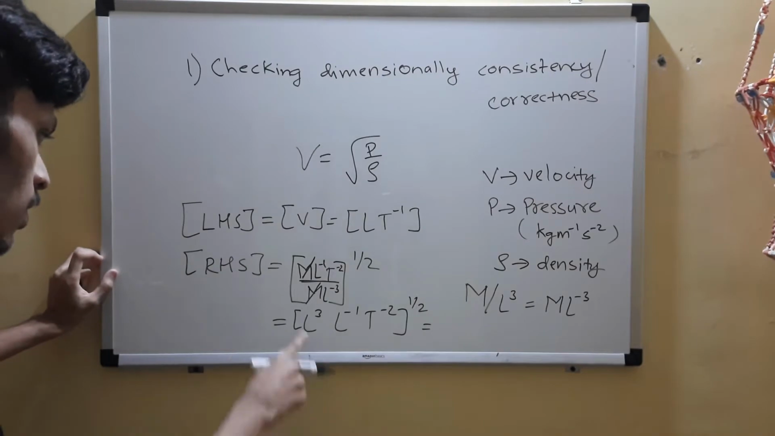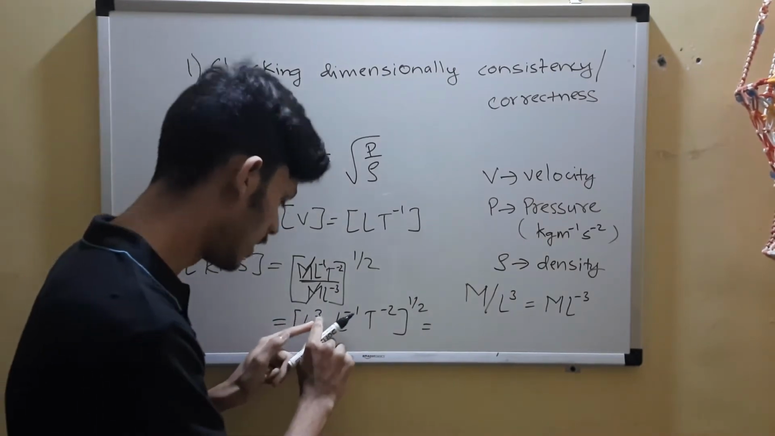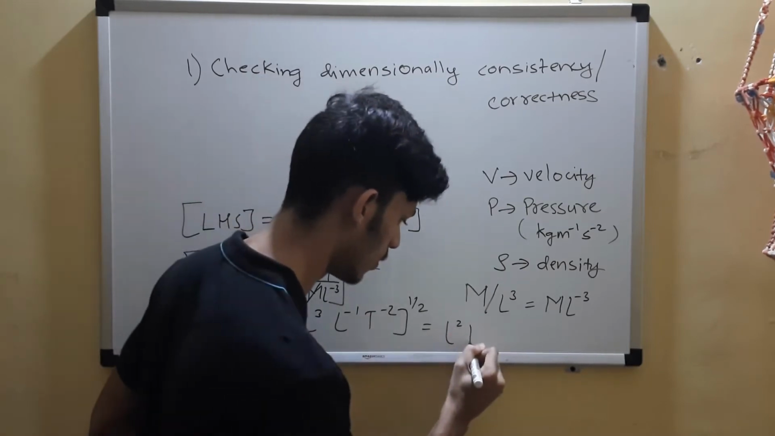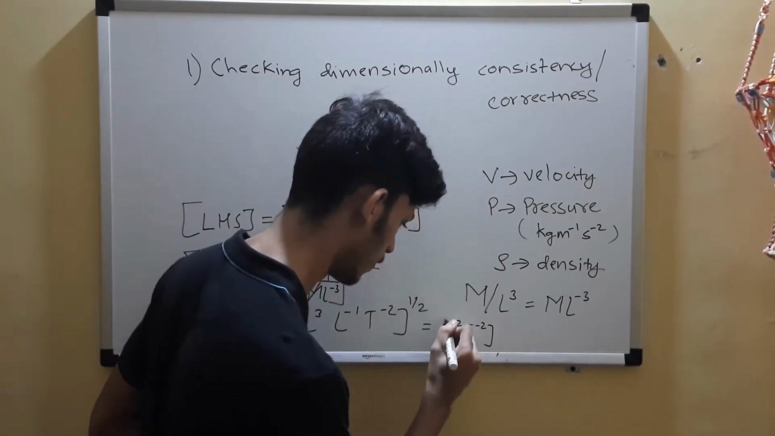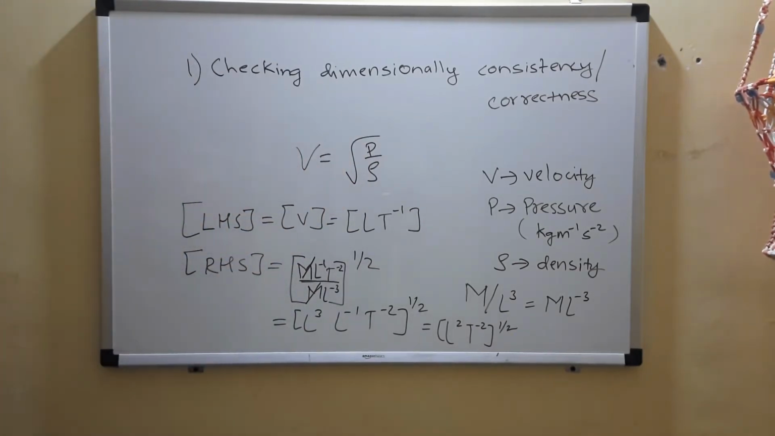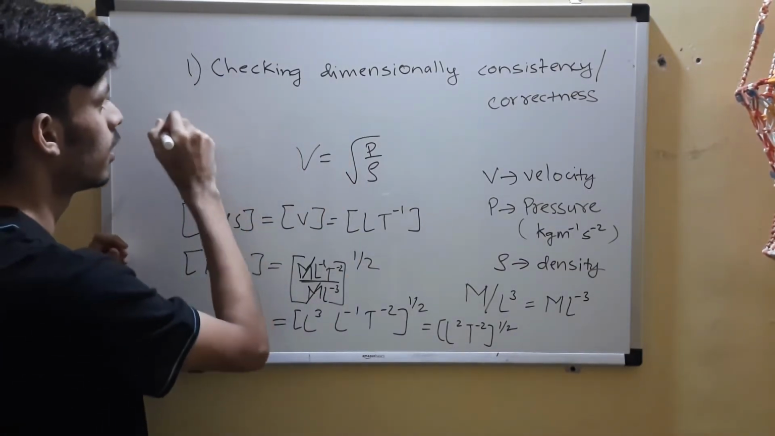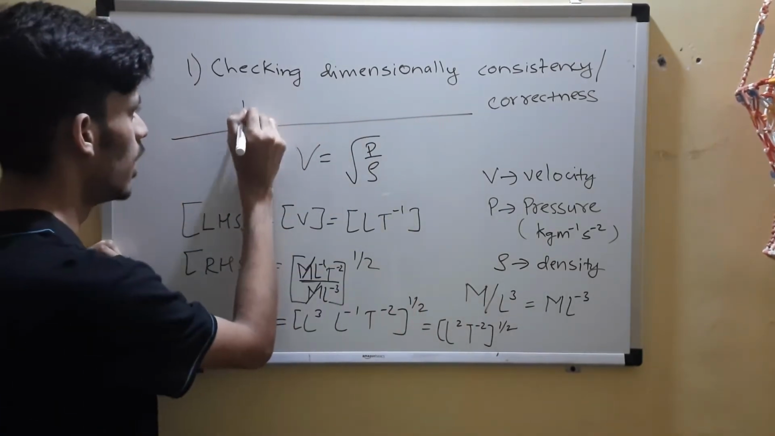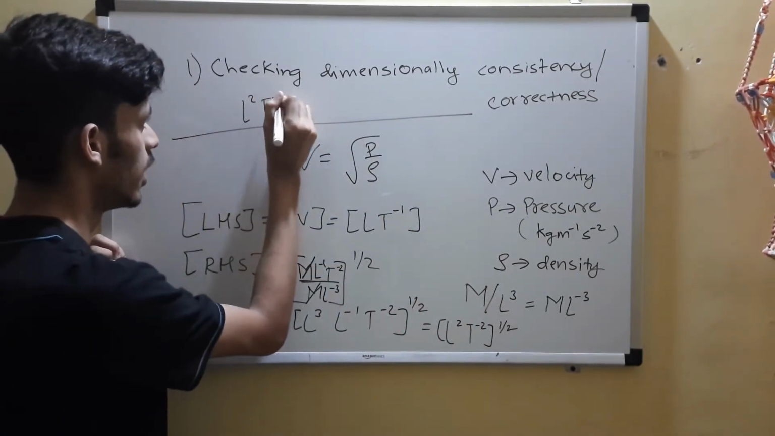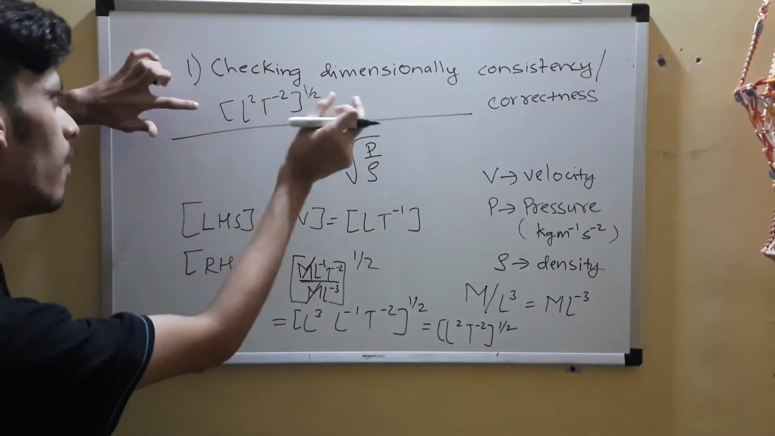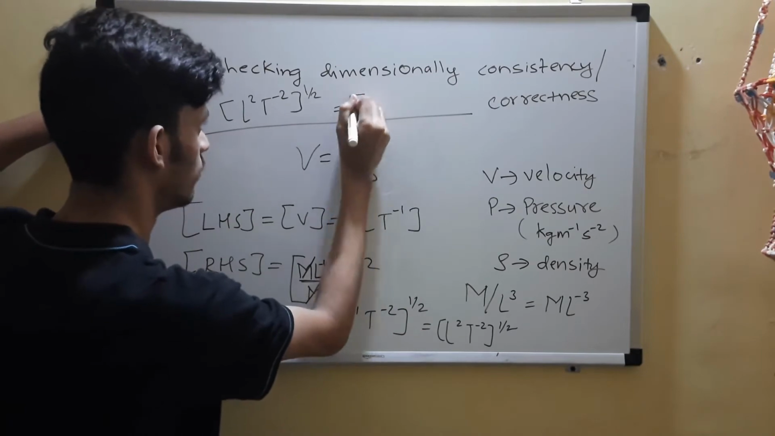Okay, so now do it. Plus 3 minus 1, that gives you L raised to 2, and here also it gives you L to the power minus 2. And we have raised to half. Okay, let me do it somewhere else. From here I'll do it here, on top. So L raised to 2 and T raised to minus 2, and the whole is raised to half. So get this half in and you are done.